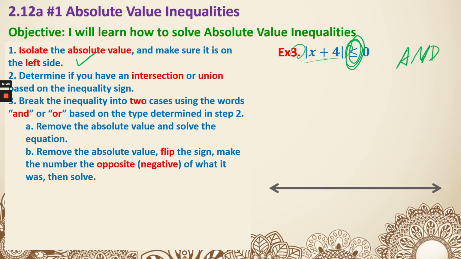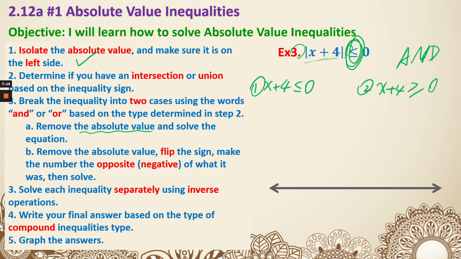Next, we're going to break it into 2 pieces, 2 cases. First case, you just remove the absolute value and solve. So first case, x plus 4 is less than or equal to 0. However, for the second case, we're going to have x plus 4, but this time, remove the absolute value. I did remove it, and also flip the sign, so it's going to go the other way, and also make the number the opposite or negative of what it was. So in this specific question, do we actually have negative 0? The answer would be no, so that we are just setting it greater or equal to 0.